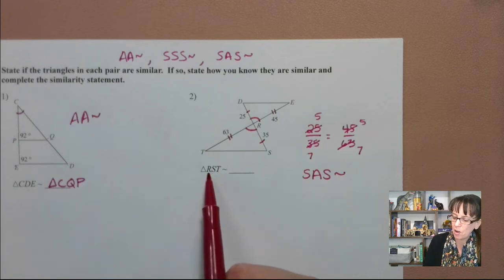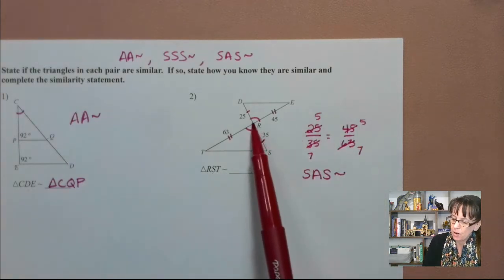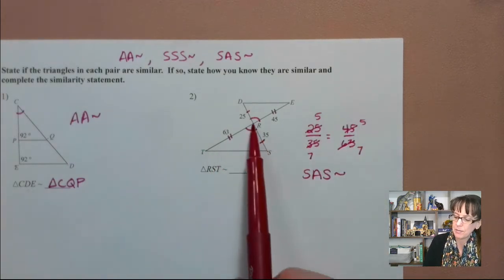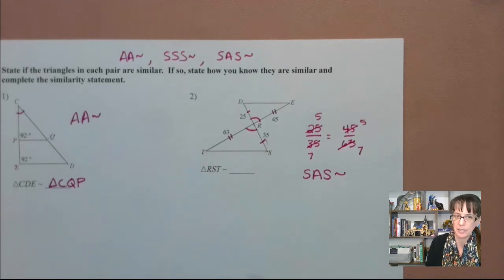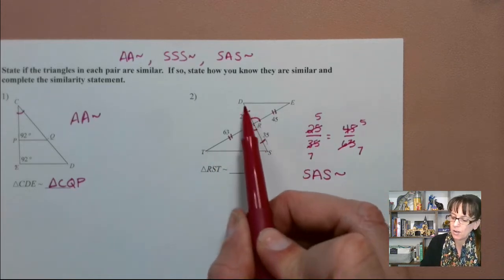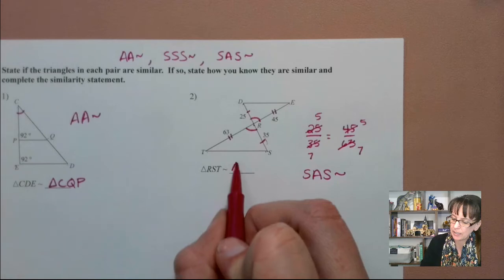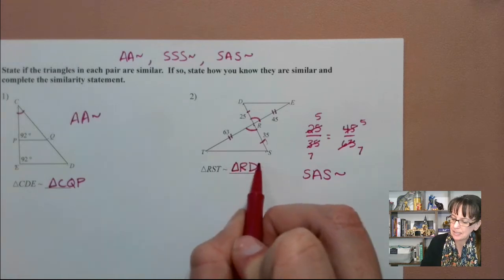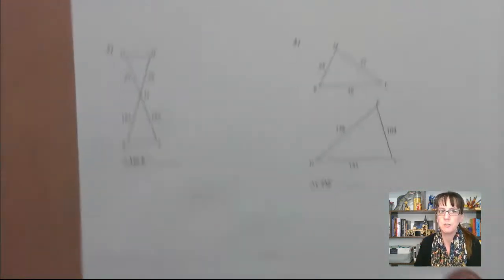And we already have RST. So RST. Okay, so I went from my 1 dash to my blank one. So I got to do the same here. Triangle RDE. Okay, let's take a look at 2 more here.